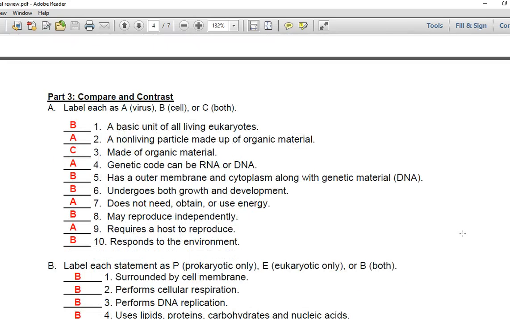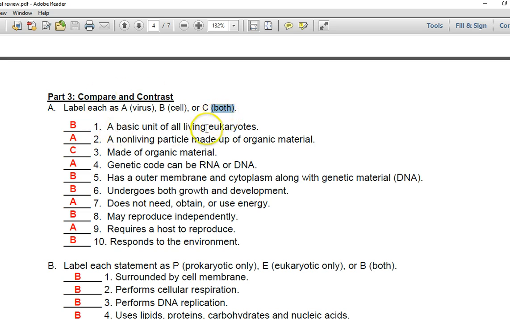Okay, this next group of questions, we're going to look at the statements and determine which one matches with which one. So remember that viruses are non-living particles. They do not have any homeostasis. They don't grow, they don't develop, they don't require energy. Then you have cells, which are the basic unit of life. All cells have a cell membrane. All cells have DNA. All cells have ribosomes. All cells have cytoplasm. So all cells are considered living. They respond to their environment. They grow, they develop, they reproduce, etc. And then both is going to apply to both living cells and non-living viruses.